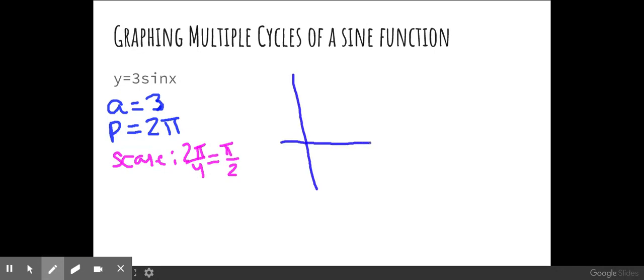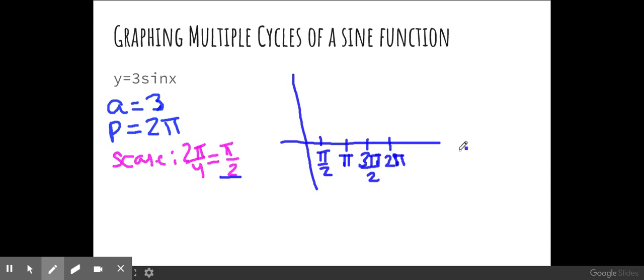So now when we graph, we create the xy axis. We're going to use the scale, so pi over 2, to label our x-axis. So this is 1 pi over 2, 2 pi over 2 is pi, then we have 3 pi over 2, and then 4 pi over 2 is 2 pi. So because we want to graph multiple cycles, this is enough to graph one cycle. We have 1, 2, 3, 4, 5.